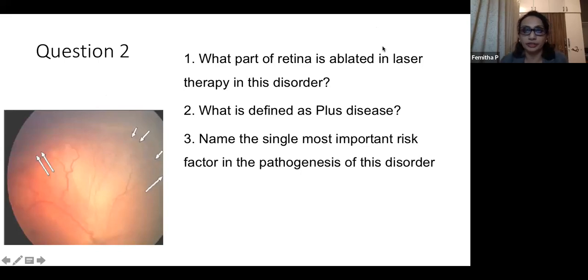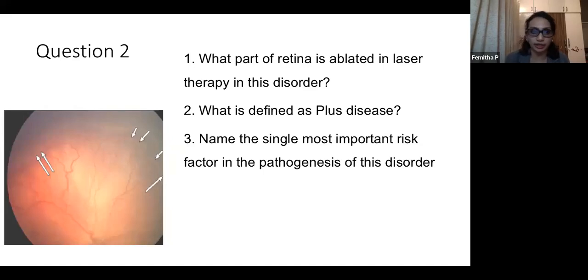The second question: what part of the retina is ablated when you do laser phototherapy for this disorder? This disorder is ROP, obviously. So which part of the retina are you ablating? You're actually ablating the peripheral avascular retina when you're doing laser therapy for ROP.